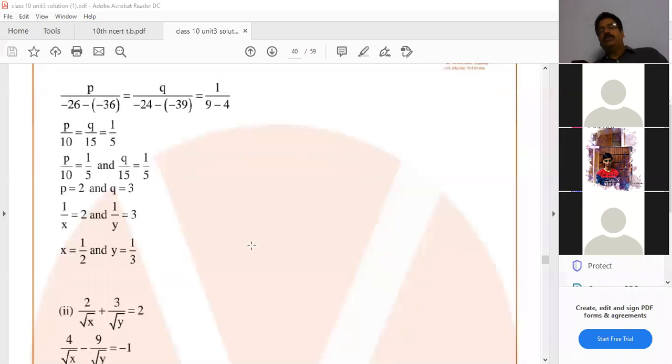Understand? If you understand one model, you can do all models. If you understand the first sum, any doubt? Okay, now go to the second sum.